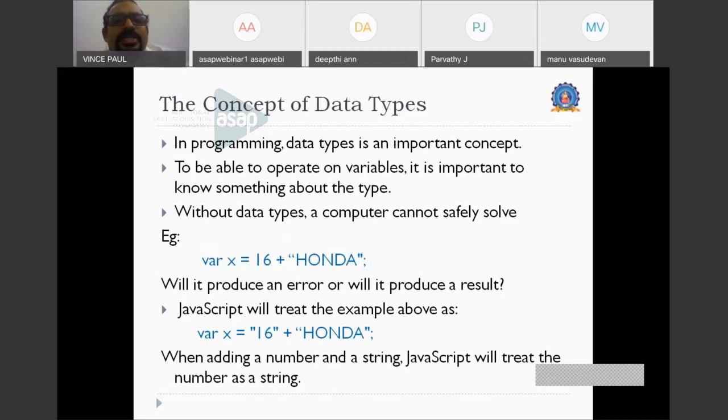Then here you can see a data type example, with variable x is equal to 16 plus Honda. Honda is basically a string, inserted within double quotes. By default, as I told you, any data will be taken as a string. So in this case, what will happen? Will it produce any error, or will it accept it? There is another example also I have given: variable x is equal to 16, which I put in quotes, and Honda is also in double quotes. So what will happen?